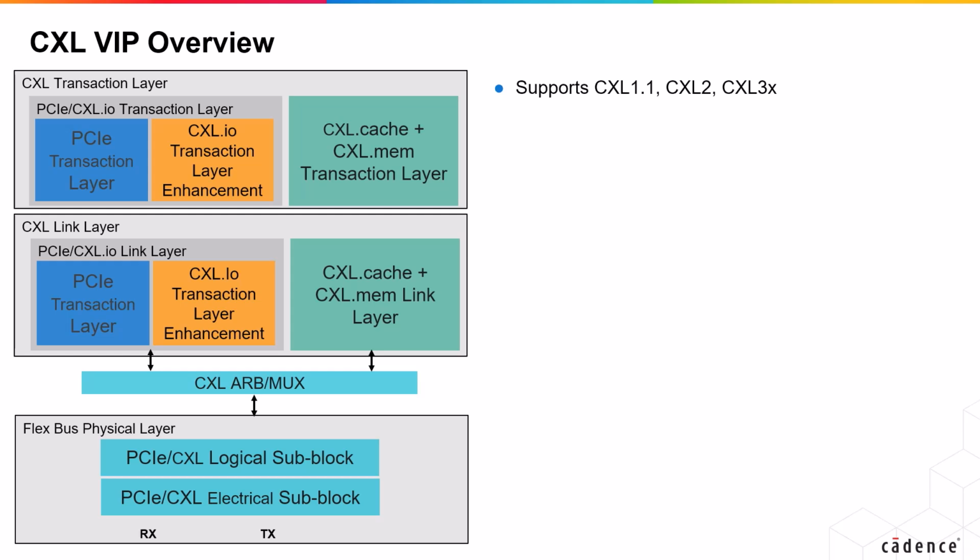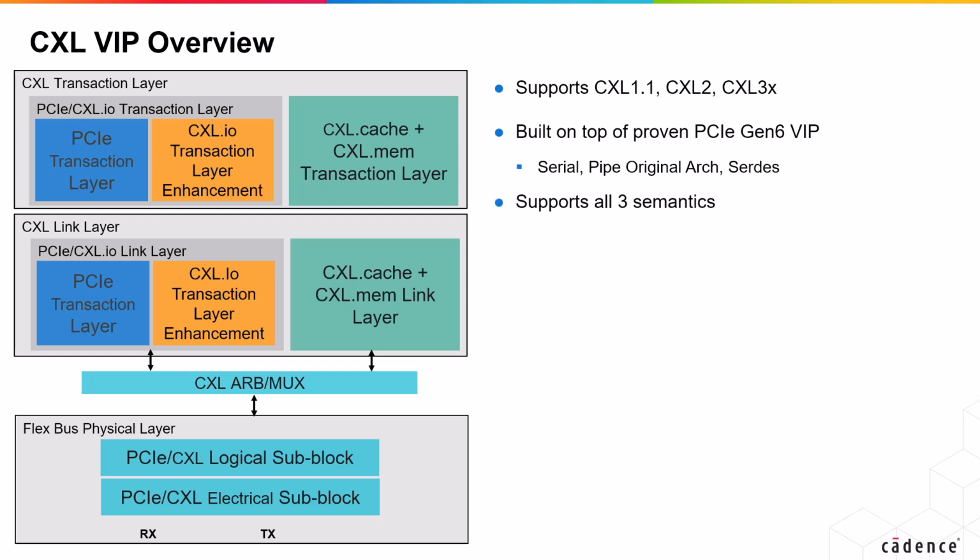The Cadence CXL VIP supports CXL 1.1, CXL 2, CXL 3.0, and CXL 3.1 versions of the CXL protocol. This is built on top of proven PCIe Gen 6 VIP and reuses serial and pipe interface. It also supports all three semantics in various design types. Type 1 designs use CXL.io and cache semantics. Type 2 designs use CXL.io, cache, and .mem semantics. And Type 3 designs use CXL.io and .mem semantics.